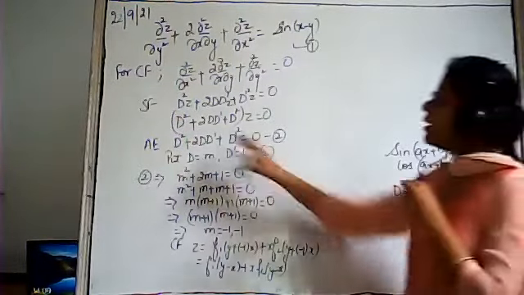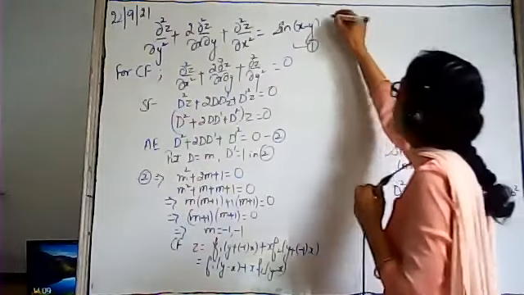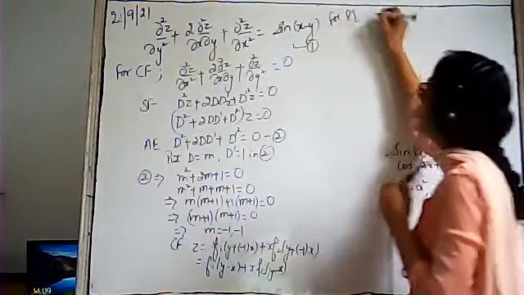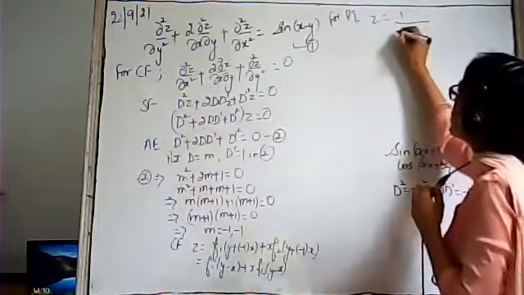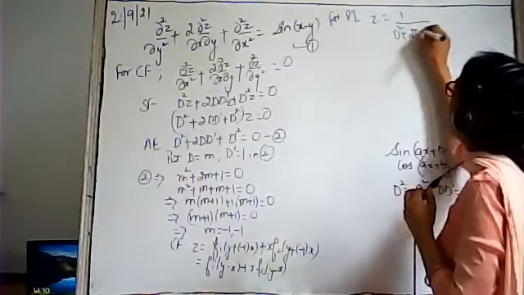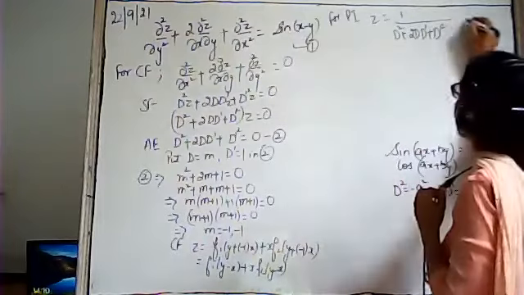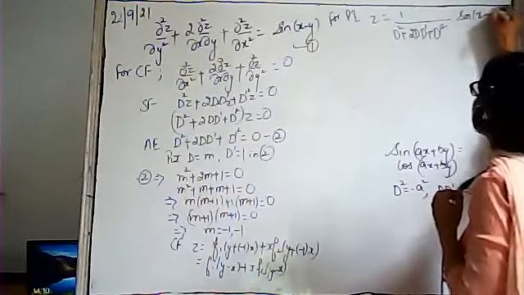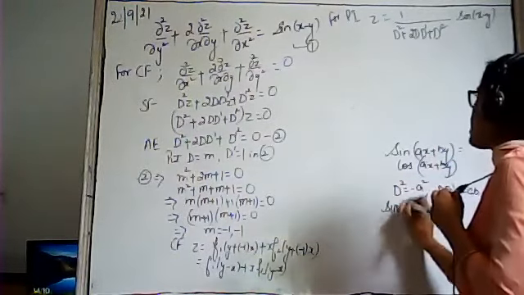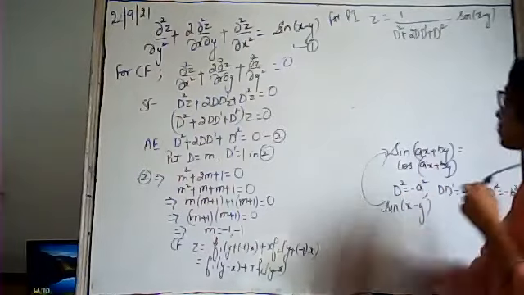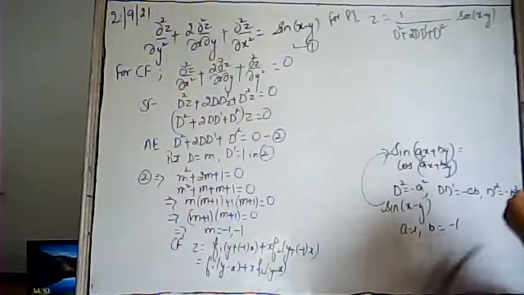For the particular integral, take the coefficient of z on the right hand side of the equation. For the particular integral, z = 1/(D² + 2DD' + D'²) times the right hand side, and the right hand side is sin(x − y). First of all, compare sin(x − y) with sin(ax + by). We get the value of a as 1 and the value of b as −1.